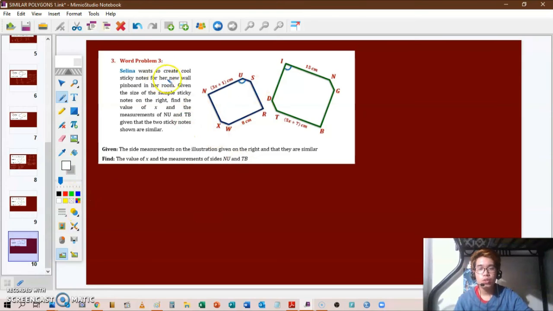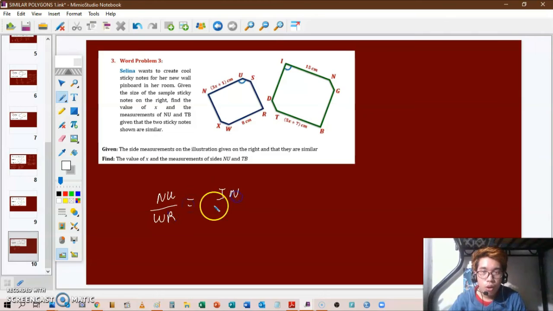We have here Selena wants to create a cool sticky note for her wall pin board in her room. Given that the sides of the sample sticky notes are on the right, let's try to solve for the value of x. So that's going to be NU over WR is equal to IN over TB. Since NU is equal to 3x plus 1 and WR is equal to 8, this can be equal to IN, which is equal to 15, and TB, which is equal to 5x plus 7.